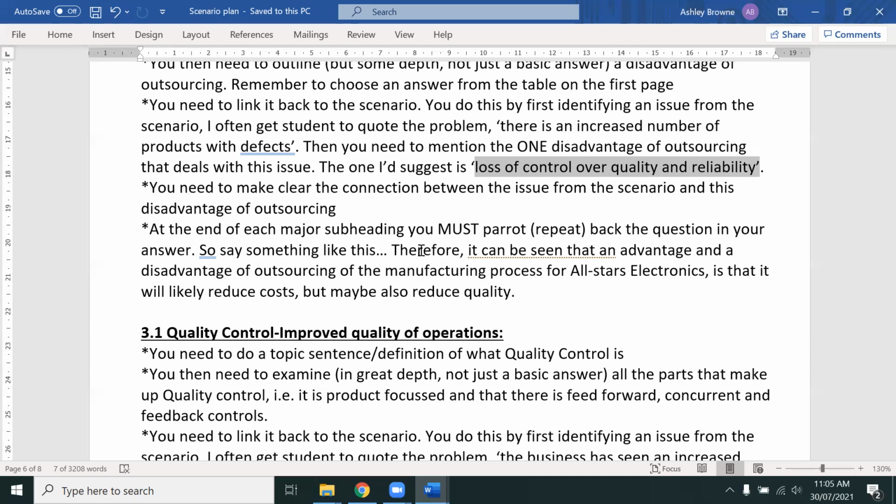Often kids talk about, therefore we see a competitive advantage. That's not what the question said. Do what the question said. So here's my parroting back, my repeating back the question. Final sentence. Therefore, it can be seen that an advantage and a disadvantage of outsourcing of the manufacturing process for All Stars Electronics, so I'll use the name, is that it will likely reduce cost, but may also reduce quality. I've parroted back that question. Yeah. All right.